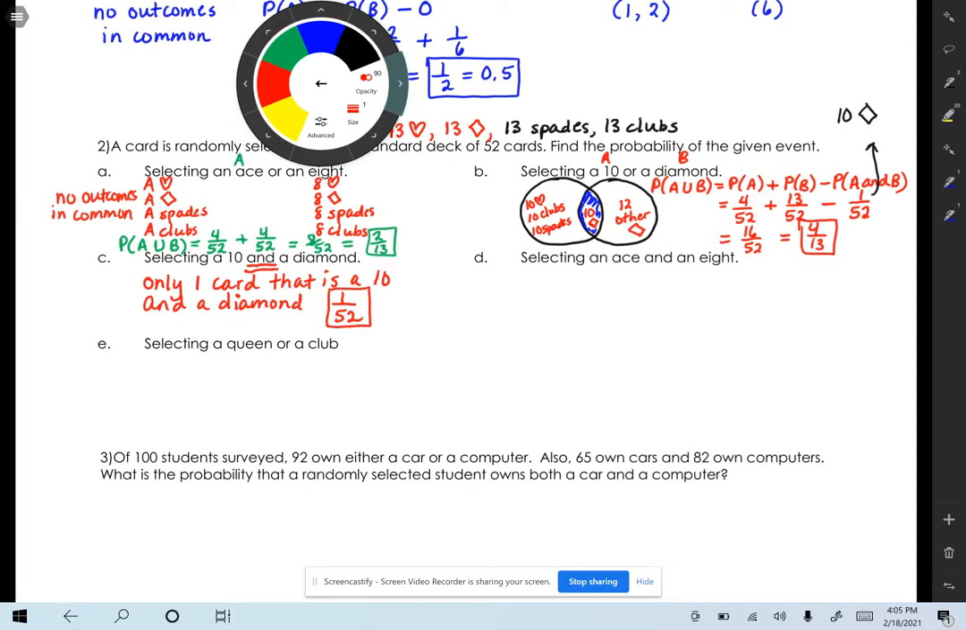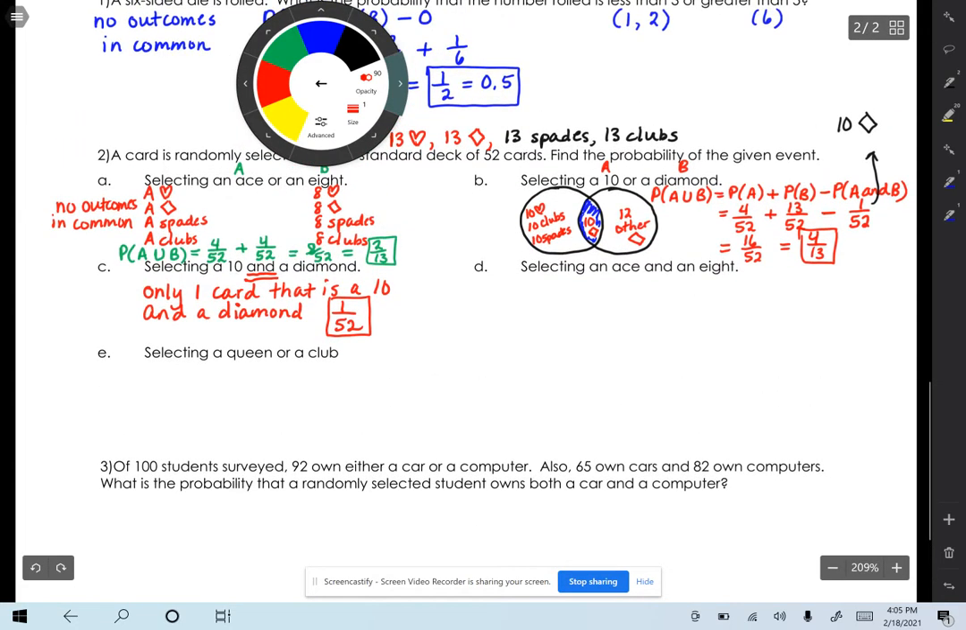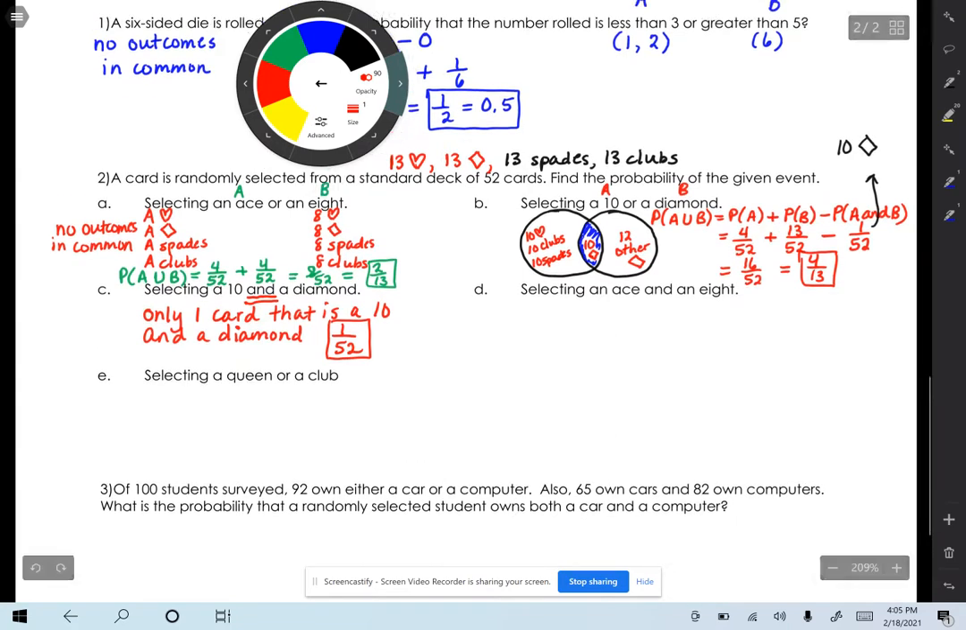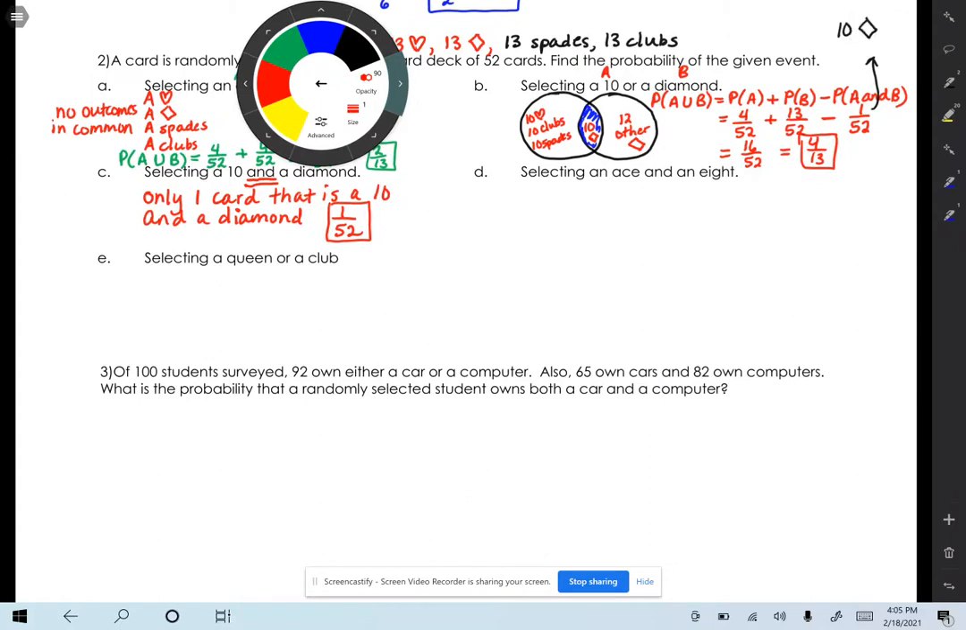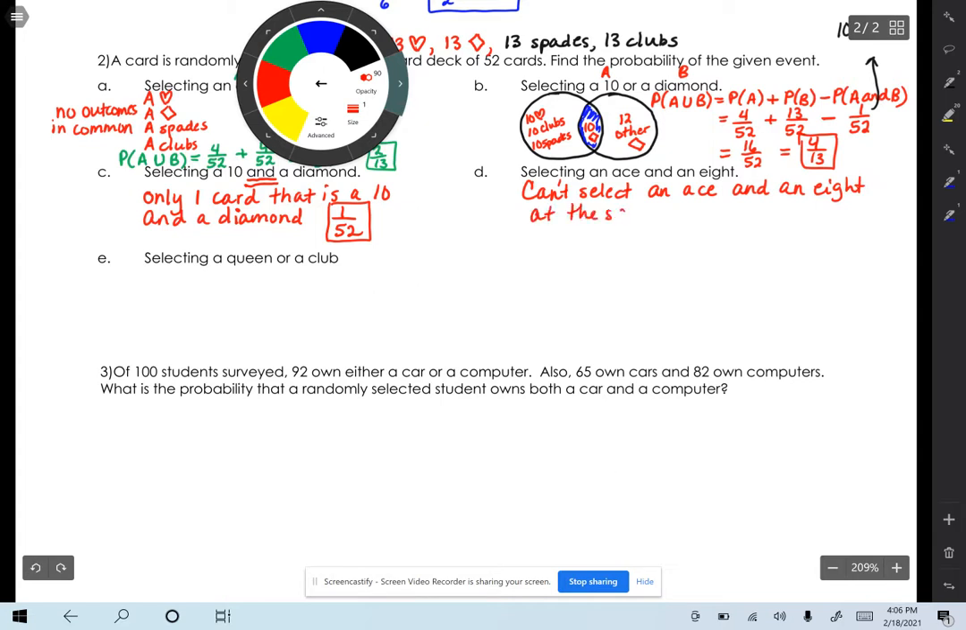Okay, next one, D, selecting an ace and an 8. Well, look at part A. A card is randomly selected. You can't select an ace and an 8 at the same time. So the probability is 0 out of 52, which is 0%. 0.